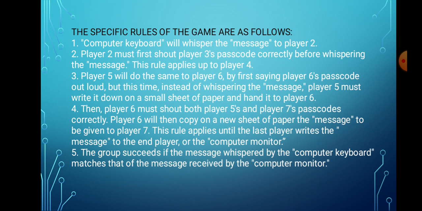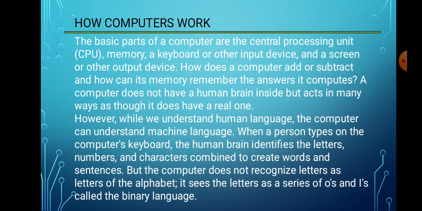4. Player 6 must shout both player 5's and player 7's passcodes correctly. Player 6 will then copy on a new sheet of paper the message to be given to player 7. This rule applies until the last player writes the message to the end player or the computer monitor. The group succeeds if the message whispered by the computer keyboard matches that of the message received by the computer monitor.